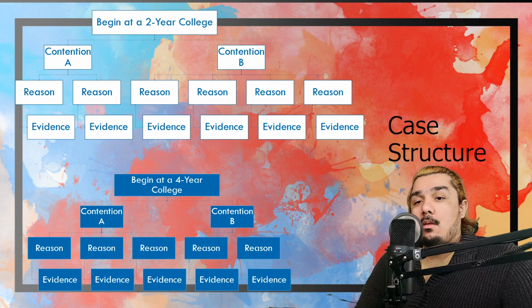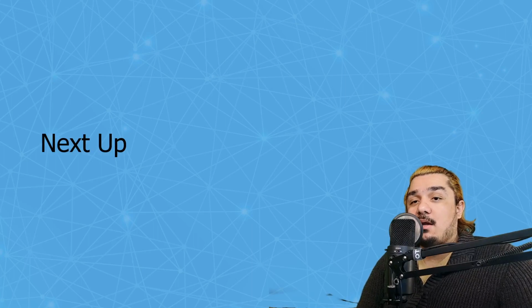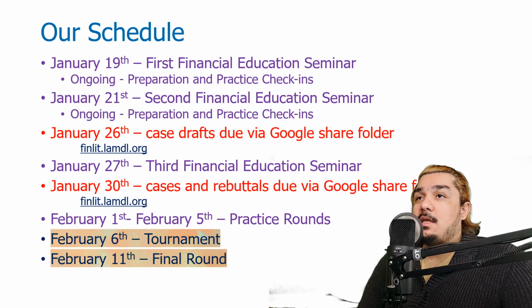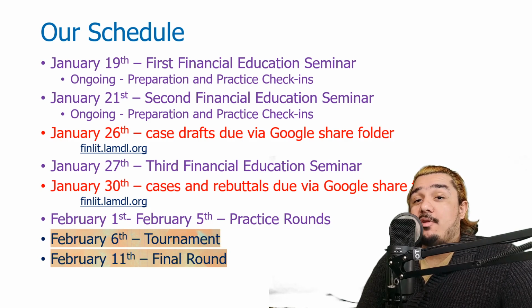Okay, that just about wraps up the second session. So let's look at what you've got coming up between now and the tournament. Here's a reminder of our schedule. This is the second financial education seminar. The next thing that we'll be checking for is your first drafts of your case on January 26th. Those should be uploaded in the Google Drive folder located at finlit.lambda.org. After that, we'll have the third and final seminar. We'll take some time to review your cases and workshop them with you all as teams and individually.